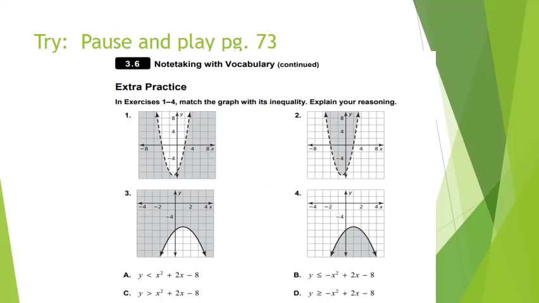Okay, and on page 73, I just want you to practice matching A, B, C, and D with 1, 2, 3, and 4 off of what you just learned. So feel free to pause and then come back and play it when you have your answers.